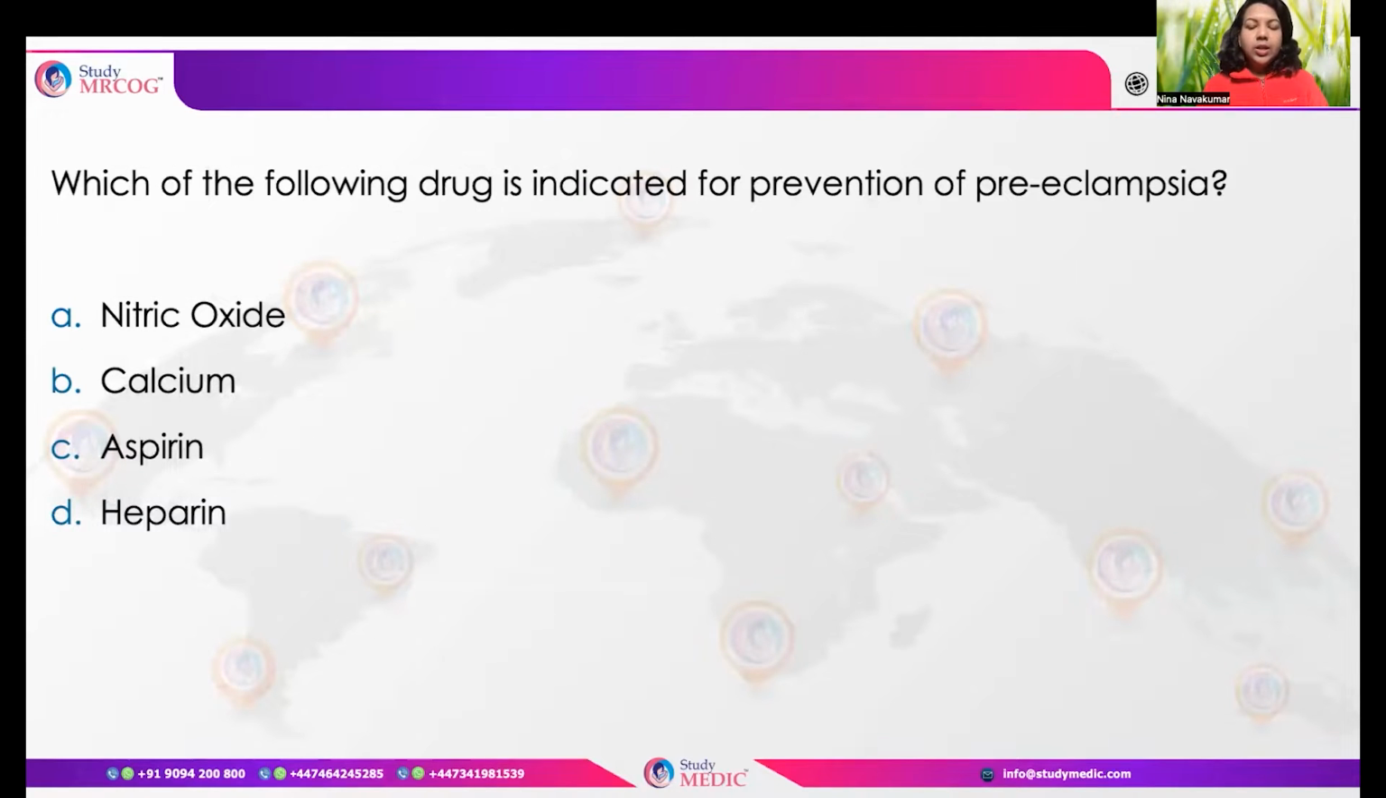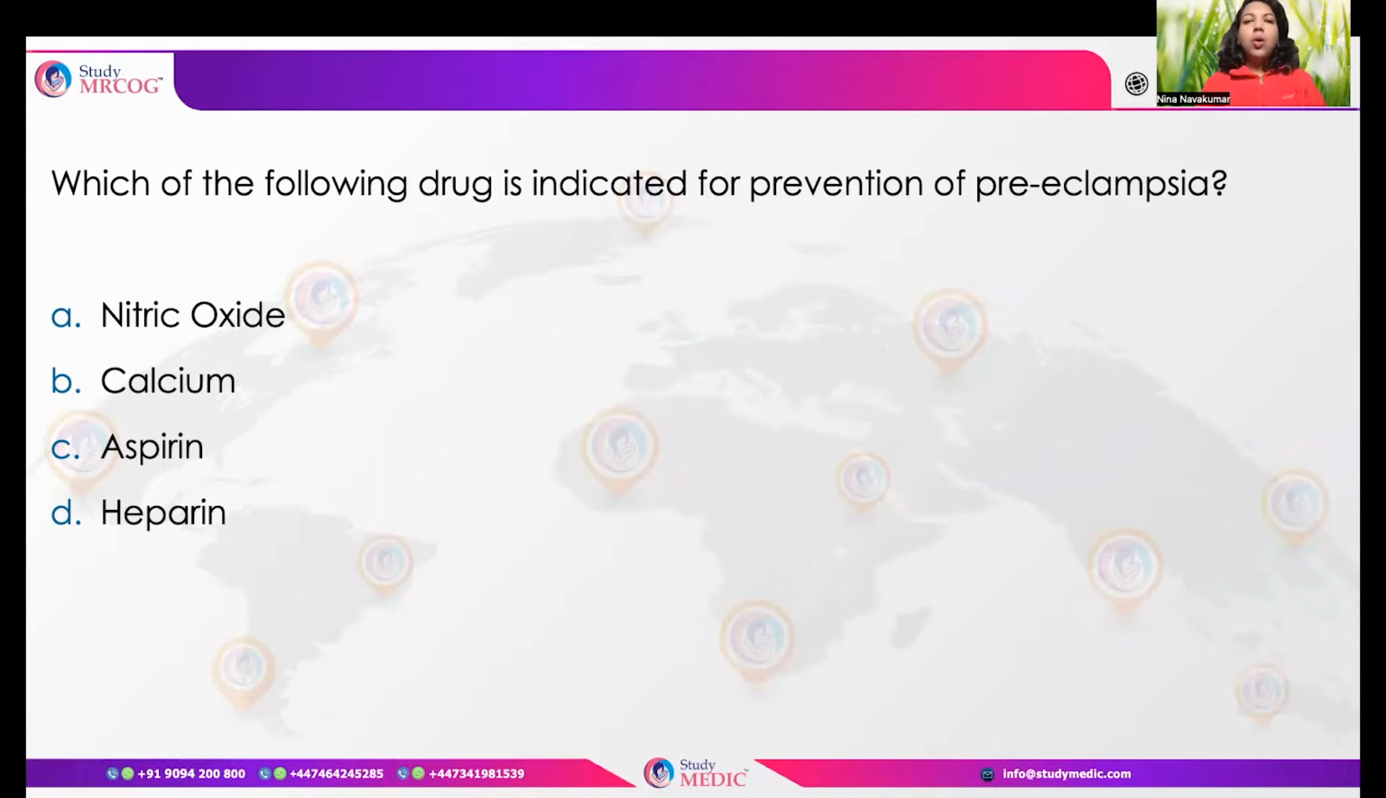Now, we shall discuss the topic proper, that is hypertension in pregnancy. We shall discuss a few questions, some of the SPAs as well as some EMQs, and try to analyze them through the guideline, that is hypertension in pregnancy. It is a NICE guideline. The first question: which of the following drugs is indicated for prevention of preeclampsia?